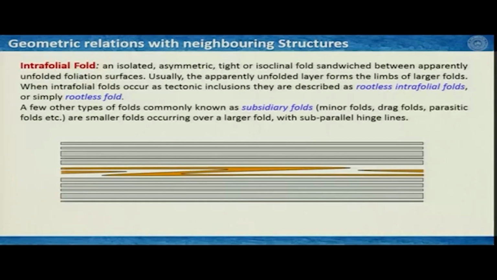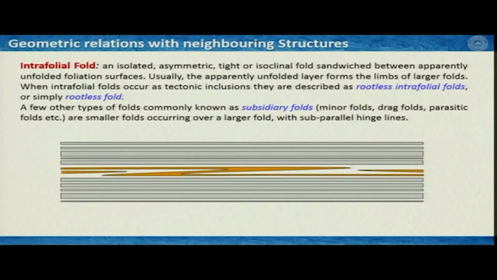The final one we will see is called intrafolial fold. So, folia means leaves. So, intrafolial means a fold between the leaves, or in our case a fold between some layers or fine layers. So, this is defined as an isolated asymmetric tight or isoclinal fold sandwiched between apparently unfolded foliation surfaces. Usually the apparently unfolded layer forms the limbs of the larger folds. When intrafolial folds occur as tectonic inclusions, they are described as rootless intrafolial folds, or we simply define it as rootless fold.